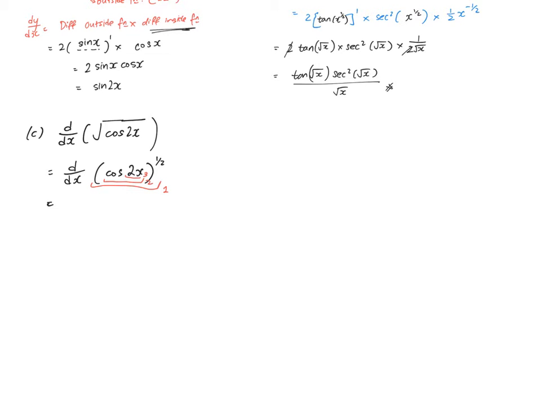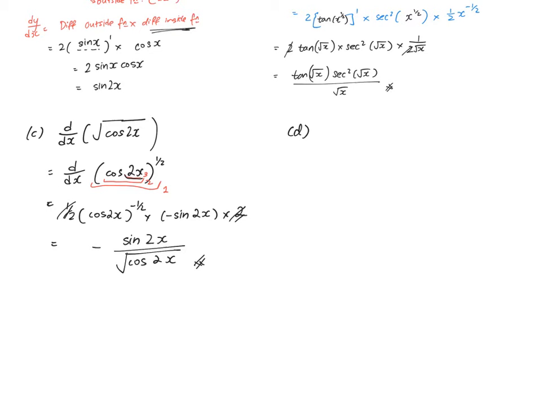So differentiate the first layer: power goes in front, power drops by 1. Differentiate the second layer, differentiating cosine, I get negative sine 2x. Differentiate the third layer, differentiating 2x, I just get 2. So this kind of trigo function is very complicated because there are a few layers. You can simplify, half and 2 cancel off. You have negative of sine 2x over cosine 2x. And this is for part c.